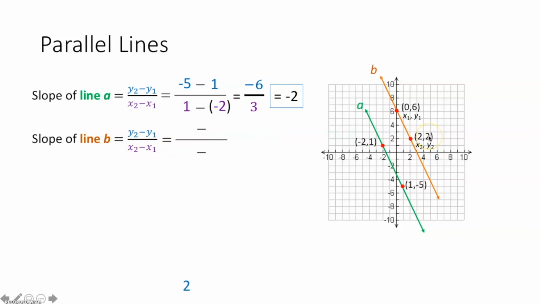So for y sub 2, we're going to plug in 2. For y sub 1, we're going to plug in 6. For x sub 2, we're going to plug in 2. And for x sub 1, we're going to plug in 0. Now what is 2 minus 6? That's going to be negative 4. And then 2 minus 0 is going to be 2. And now what is negative 4 over 2?